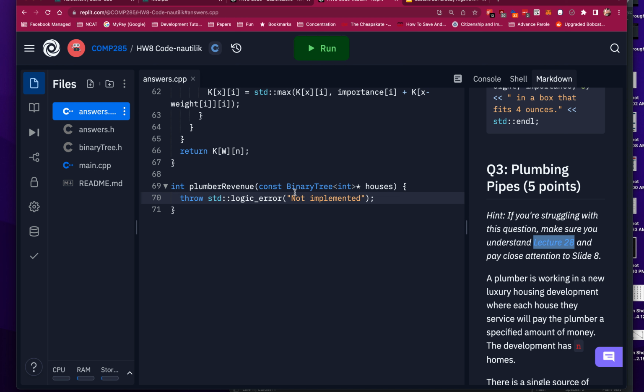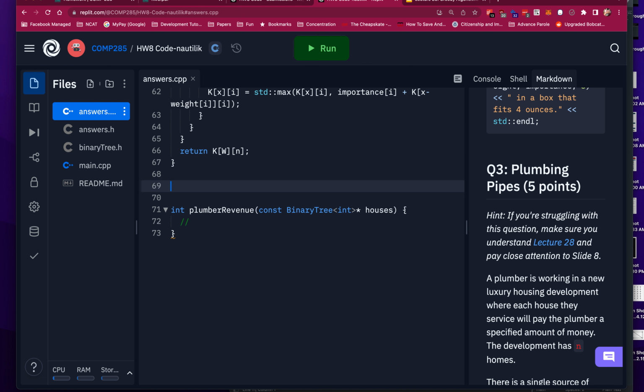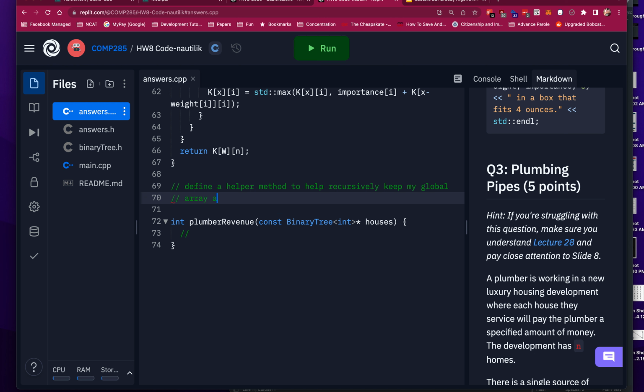Okay, hopefully you guys are back. I'm going to jump into it now, or at least the implementation. So I hope that you guys tried it already. And the way I'm going to do it is I'm going to define a helper method to help me recursively keep my global arrays around.